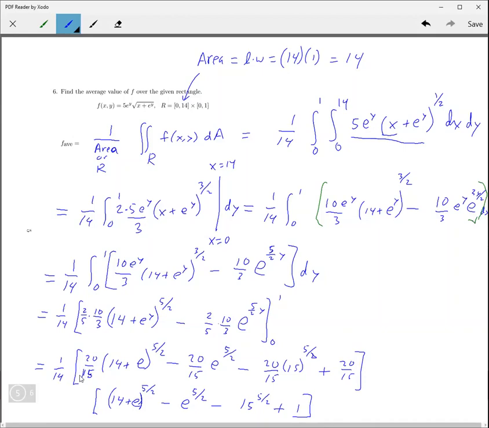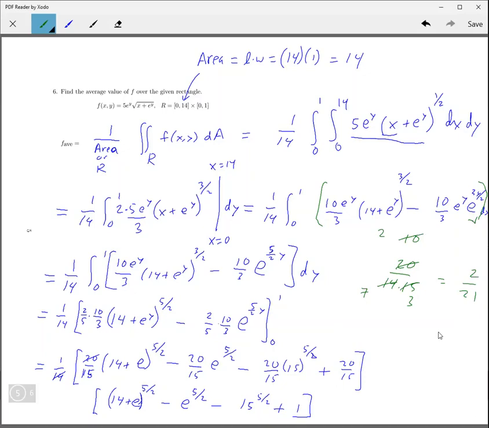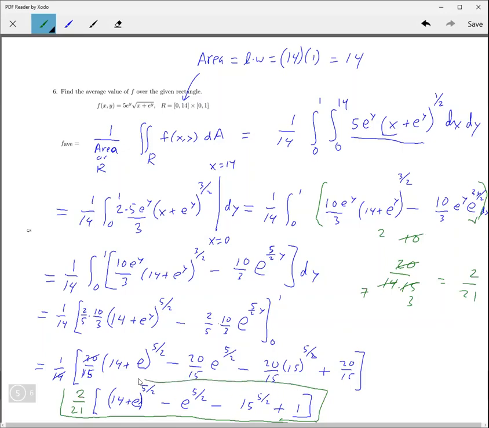Wait, I can, let me see here. Okay, so that worked for me. That gave me the right answer in WebAssign.